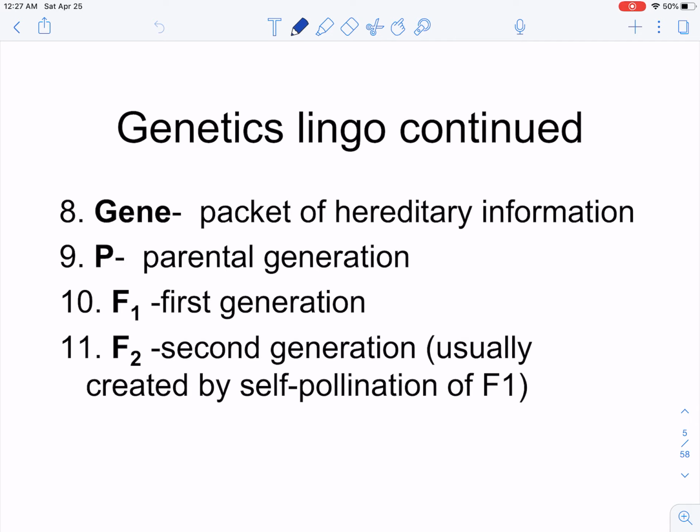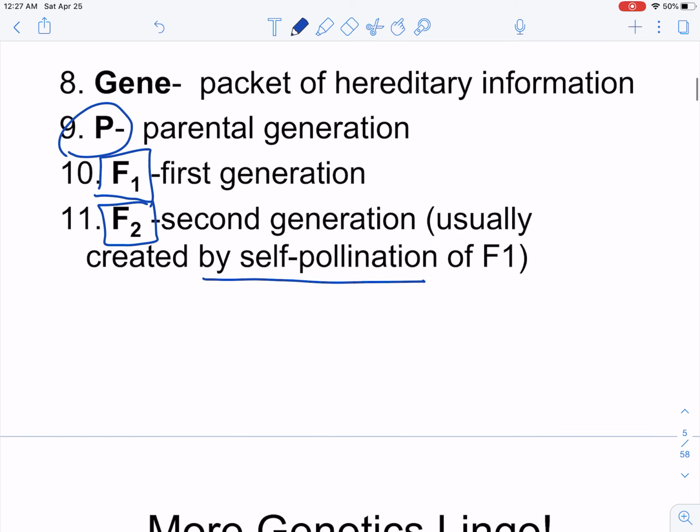P stands for parental generation, and this is something you definitely want to remember as we start talking about Punnett squares. P is for parental generation. F1 is the first generation of offspring. F2 is the second generation of offspring, and with peas, it's usually created by self-pollination of F1. This is obviously something you can't do with humans, but you can do it with pea plants. You can self-pollinate pea plants.